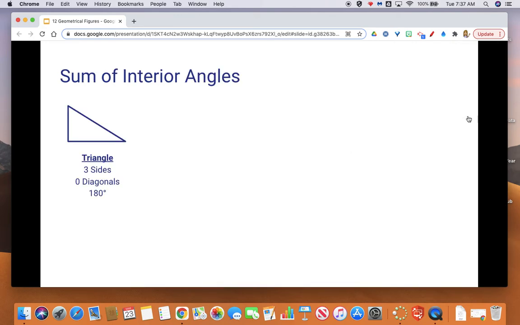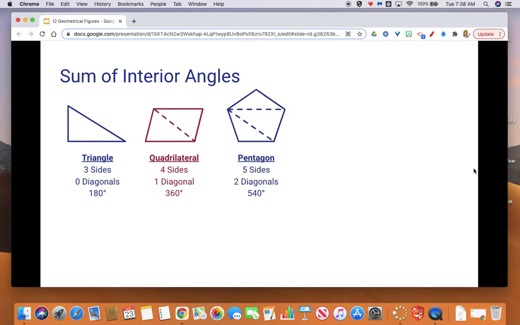Let's look for a pattern here. If we were to add up interior angles of a triangle, there are actually no diagonals on a triangle because there are only 3 sides, so there's no vertex that's not right next to the current vertex that you're at. So 0 diagonals, 180 degrees for our interior angles. Quadrilaterals, we just talked about those. 4 sides, 1 diagonal, and that's 360 degrees.